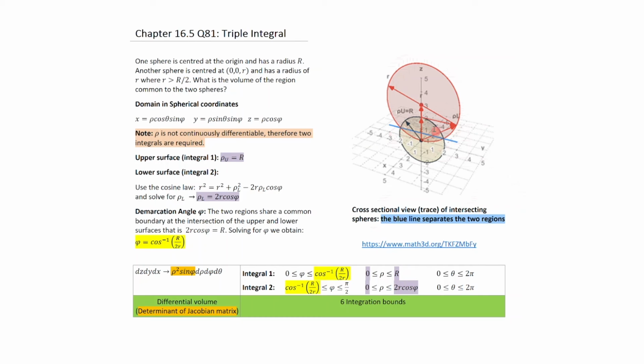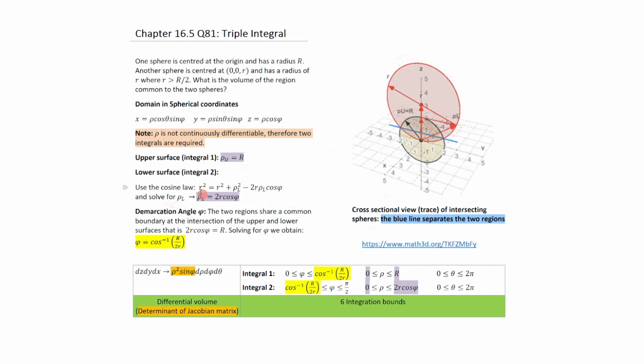The blue line is the dividing line between one region, which is above the blue line, and another region which is below the blue line. And so two integrals are required, and we have to be a little more careful in terms of how things are set up. All right, so that's the point that's made here. For the upper surface integral, that's here, the upper bound after substitution would be rho u equals r. This is just the equation of a sphere, so rho u equals r. For the lower surface, we would use the cosine law.